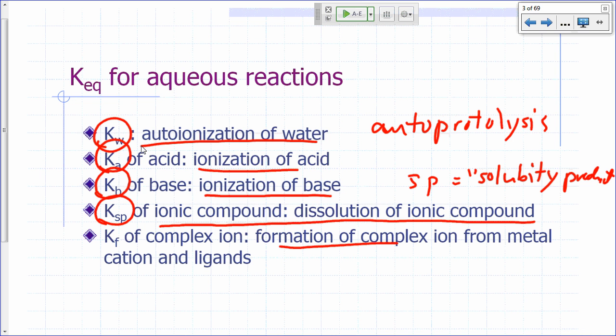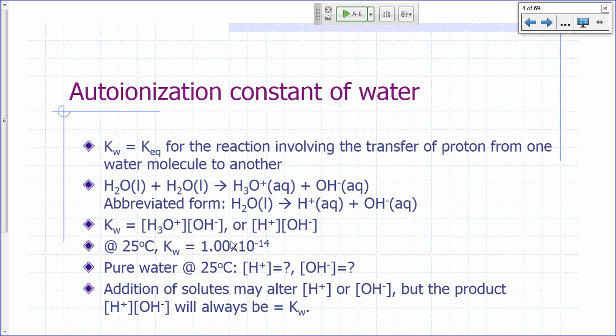And finally, for the formation of a complex ion, this is formed by a metal cation and ligands. These are ions or molecules that are capable of what we call coordinate covalent bonding. They have lone pairs to share with the metal. Okay. The equilibrium constant for that type of reaction is known as the Kf, or the formation constant of complex ion. So let's start with the autoionization of water.